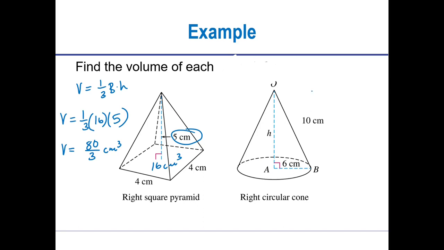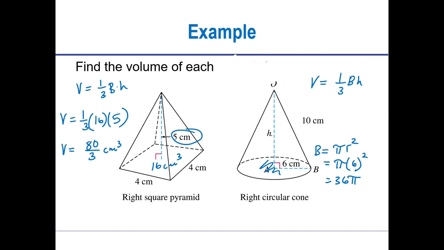For the cone, the volume is the same formula, 1/3 base times height. In order to find the area of the base, we know this is an area of a circle. So the base is equivalent to pi r squared, and this is equal to pi times 6 squared, which is 36 pi. We know the area of the base is 36 pi.